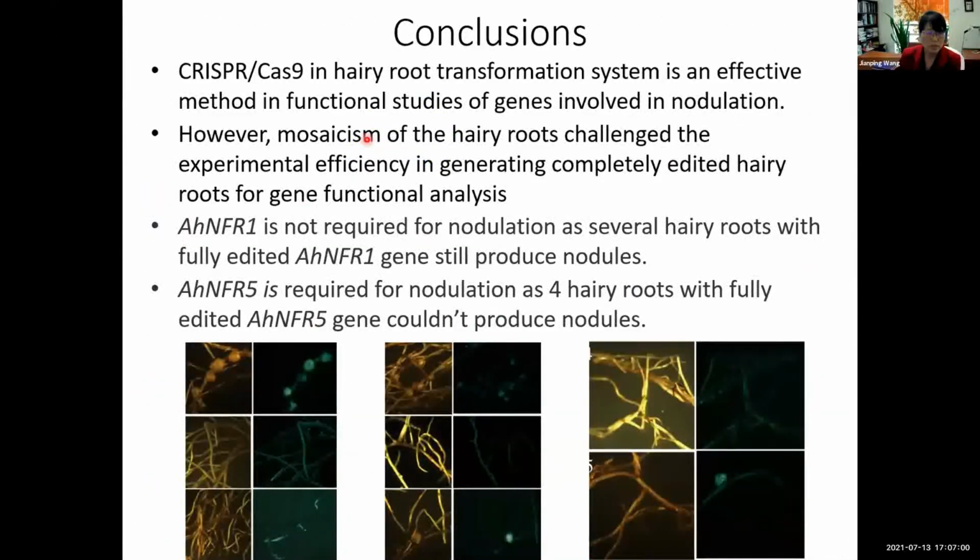So here is the conclusion. This system is an effective method for studying gene function involved in nodulation. However, the mosaicism of the hairy roots challenges the efficiency of this method, and we have to generate large amounts of these transgenic hairy roots to be able to conclude. And NFR1 is not required, but NFR5 is required for peanut nodulation, which is the difference between root hair invasion and non-root-hair invasion.